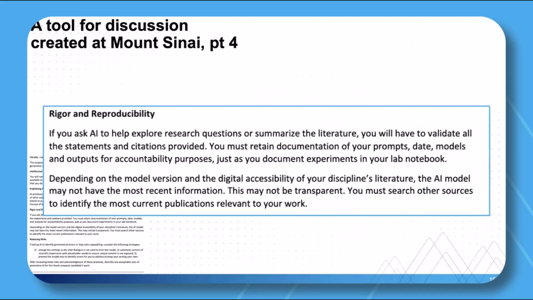Now that we've talked a little bit about plagiarism, I think this is a good segue back into the learners agreement, which covers rigor and reproducibility. Just like with any other work, students must validate all citations provided by an AI tool. And similar to literature searches, you want to make sure that students are documenting and tracking the tools that they're using, as well as the prompts that they're using.